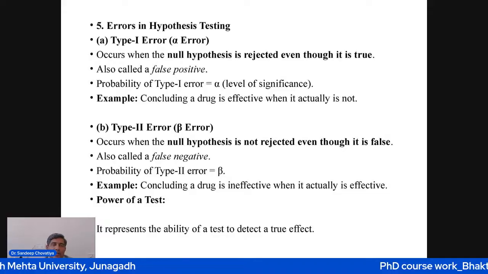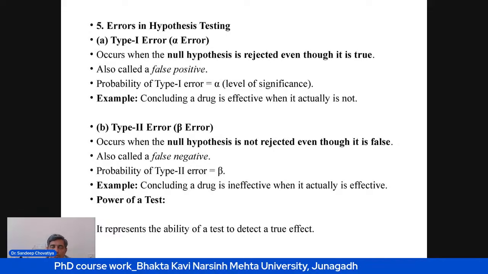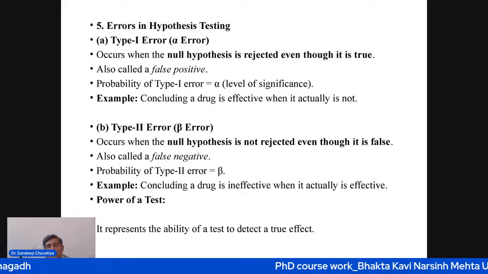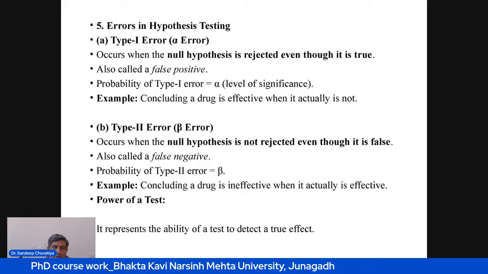Whereas type 1 error is when the null hypothesis is rejected even though it is true. Actually the null hypothesis is true, but still we reject it. So it is a false positive. We conclude that the drug is effective when it is actually not. So this is known as type 1 as well as type 2 error.